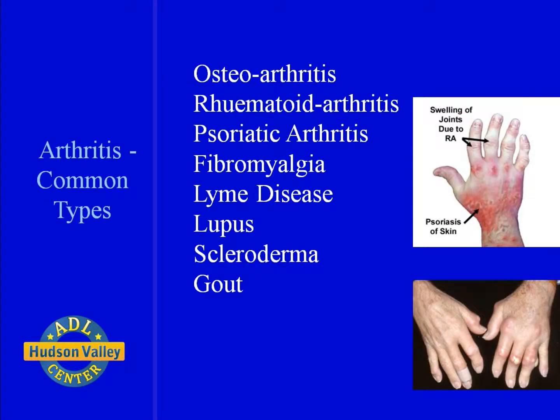As I had said earlier, there are over 100 diseases classified as arthritis. Some of the common types are osteoarthritis, rheumatoid arthritis, psoriatic arthritis, fibromyalgia, Lyme disease, lupus, scleroderma, gout. In this seminar, however, we will restrict ourselves to osteo and rheumatoid arthritis.